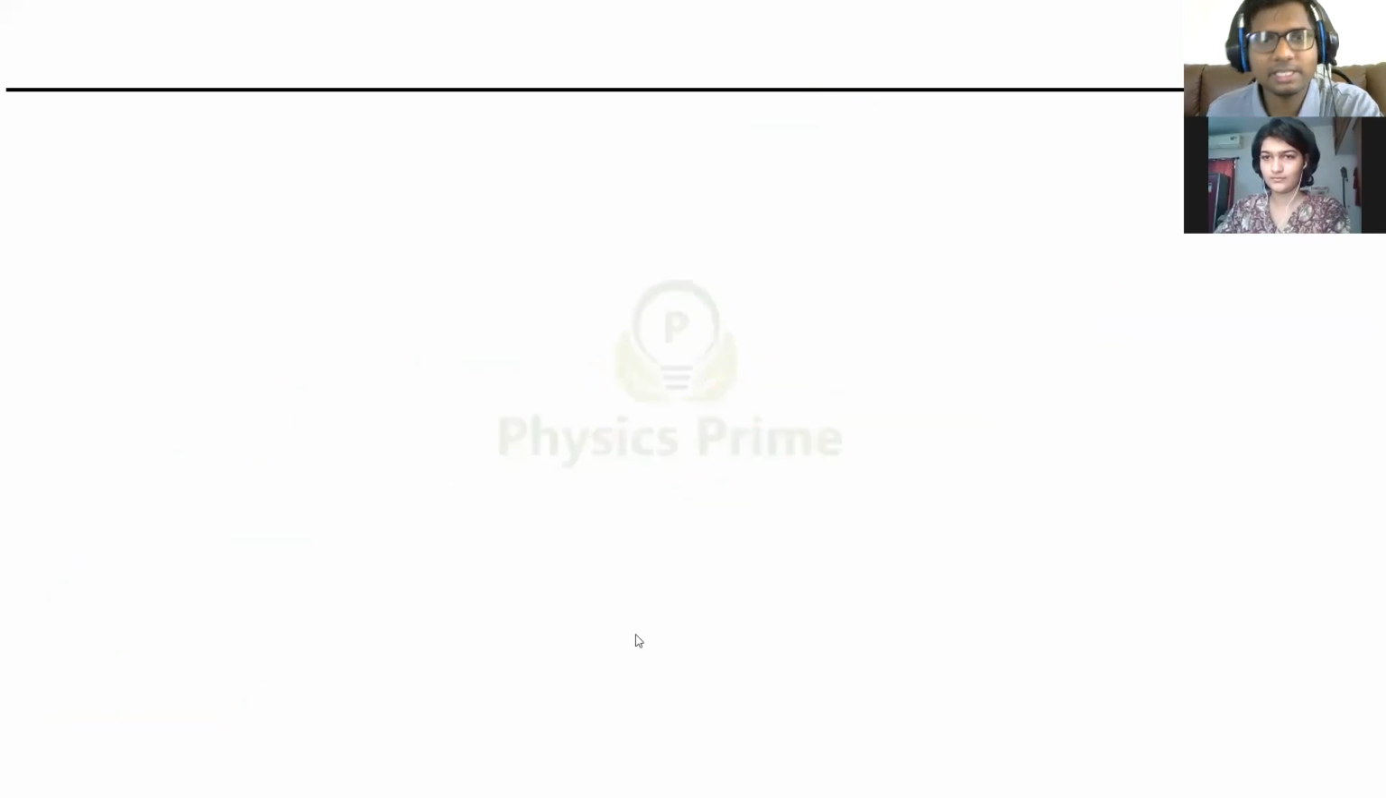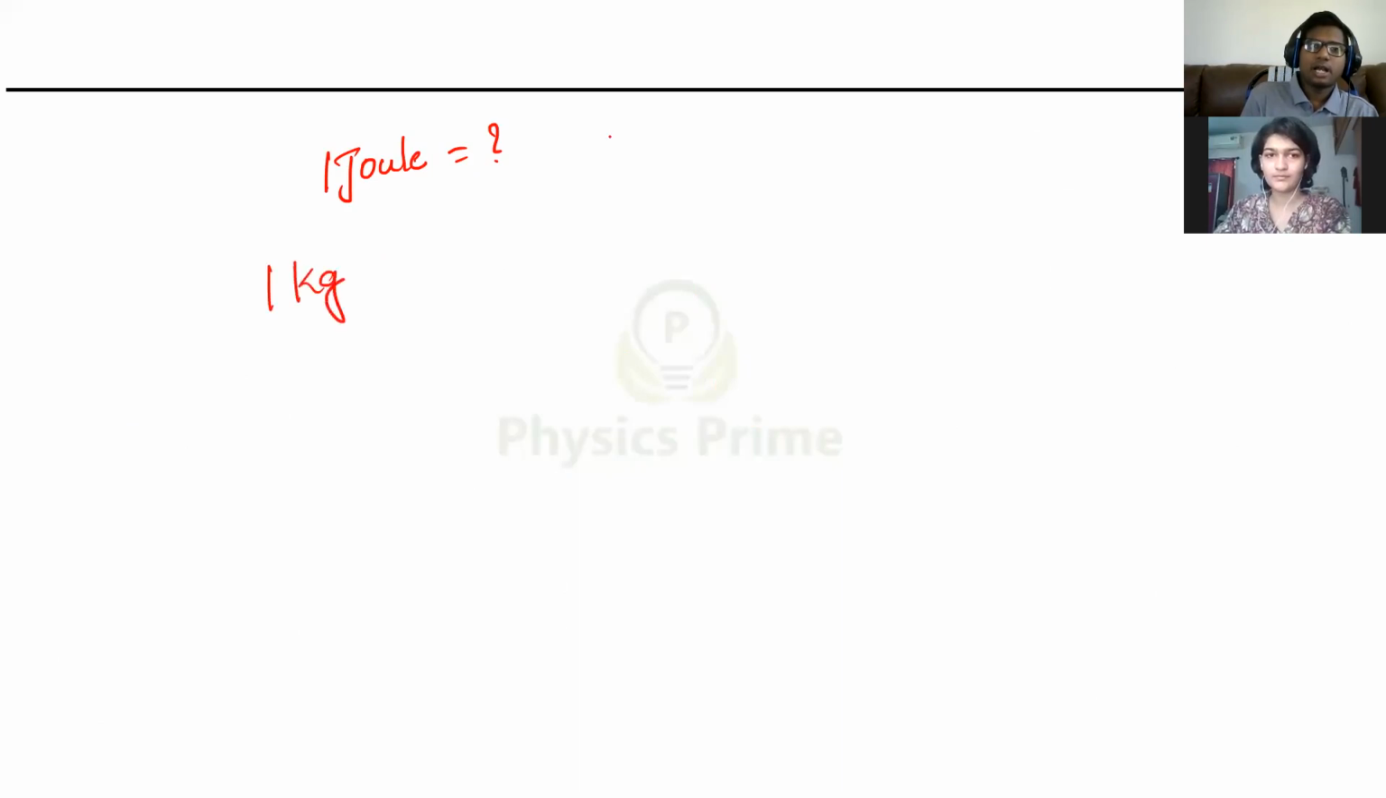But if I generally practice for competitive exams, what will I do? 1 joule is equal to how many ergs they're asking, right? Joule is the SI system, ergs is the CGS system. 1 joule is 1 kg meter square per second inverse 2, the SI unit. kg m square t power minus 2, directly written.